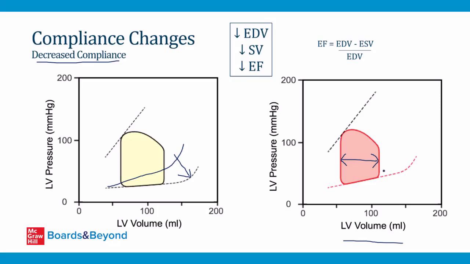stroke volume. Also notice that this point right here, the end diastolic point, which represents this end diastolic volume point right down here, has fallen compared to what we have at the baseline. That's another consequence of a stiff left ventricle. It can't fill with as much blood, so the volume at the end of diastole is lower. And so I've summarized these changes at the top of the screen here. The end diastolic volume falls, the stroke volume falls, and the ejection fraction falls.